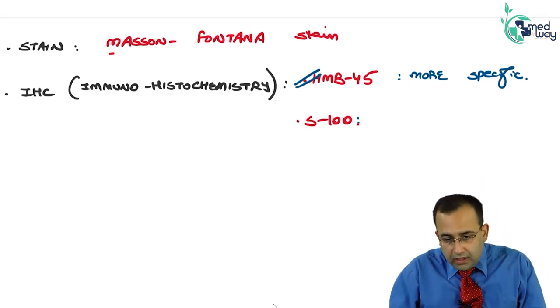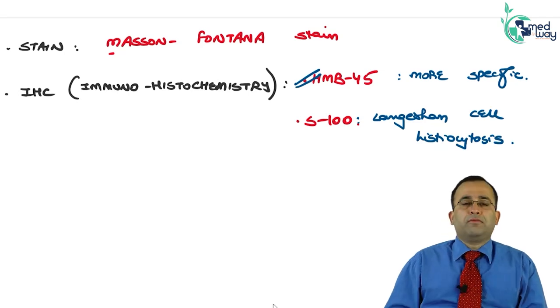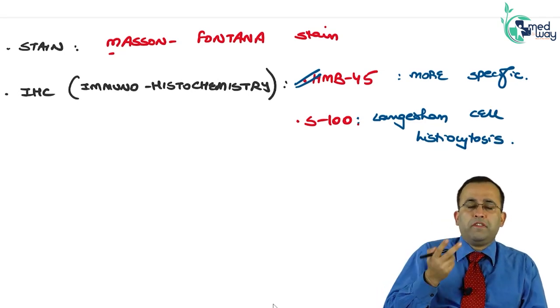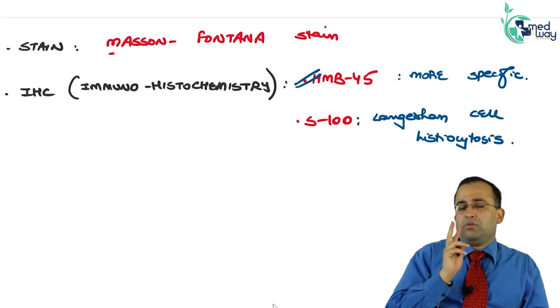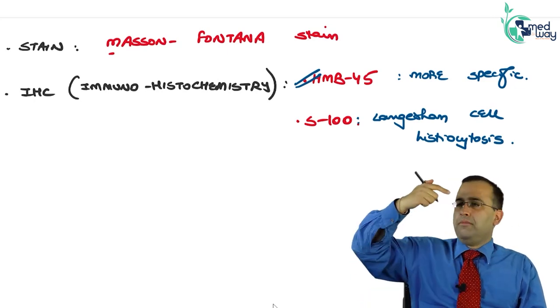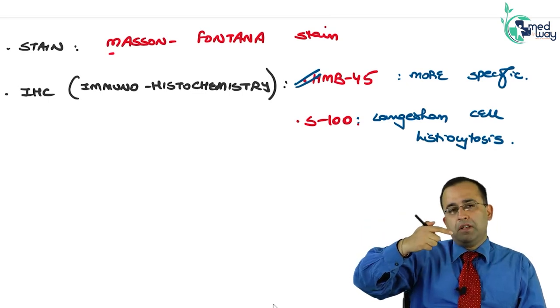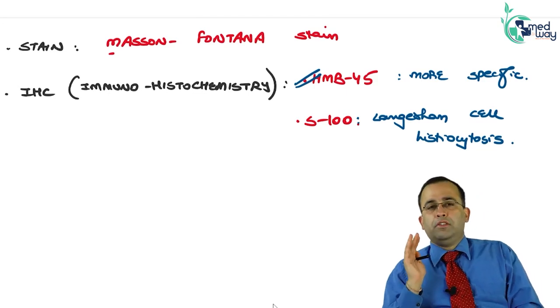Kisme? It is also seen in LCH, that is Langerhans cell histiocytosis. So which is more specific for melanoma? HMB45. This was your second endogenous pigment and very, very important. Melanin, humne dekha the normal sites where melanin is present. The stain used under immunohistochemistry, HMB45.